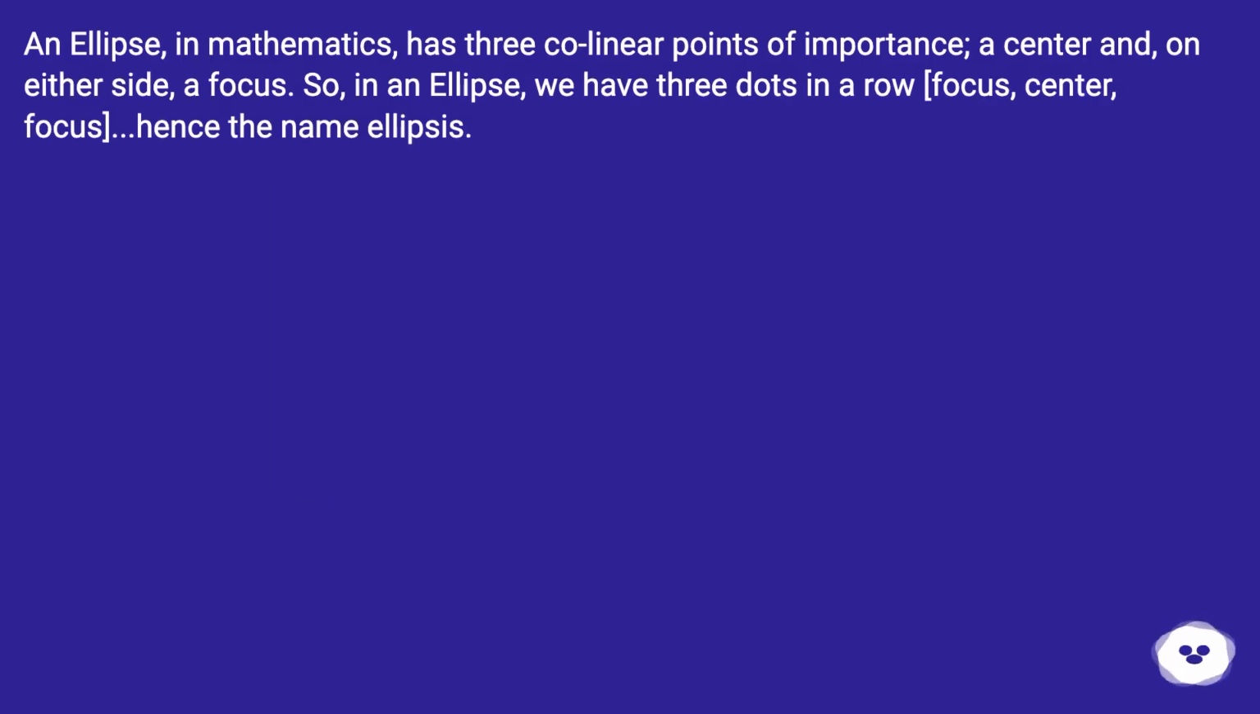An ellipse, in mathematics, has 3 collinear points of importance: a center and, on either side, a focus. So, in an ellipse, we have 3 dots in a row: focus, center, focus, hence the name ellipsis.